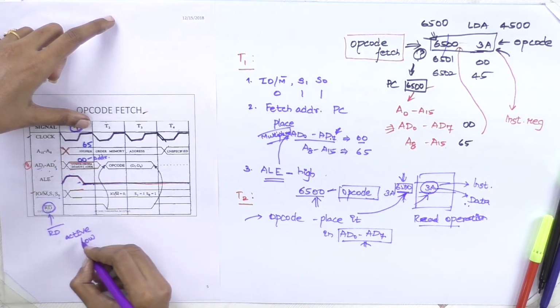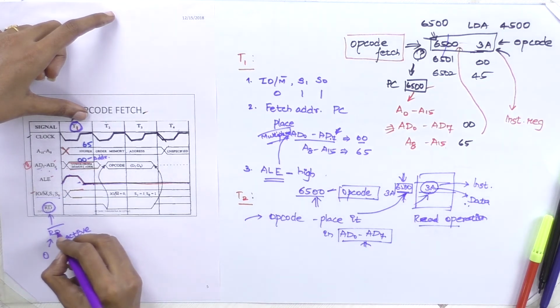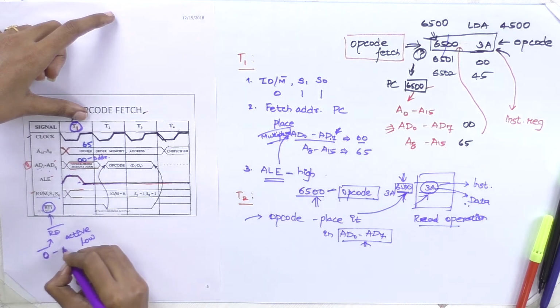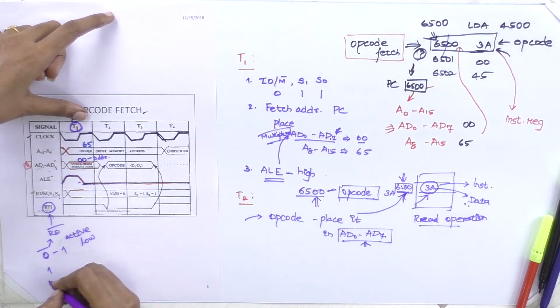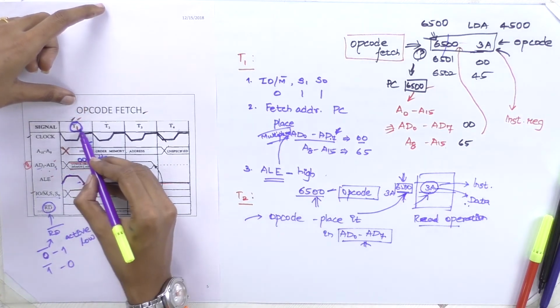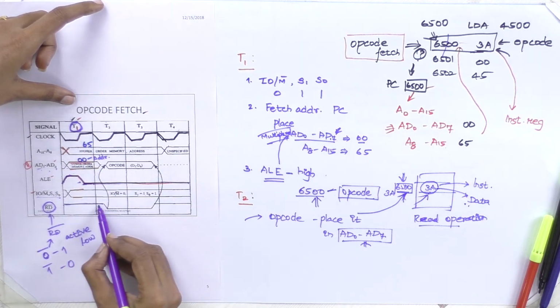low signal. Active low in the sense, if you give 0 only, this signal will be enabled. So why is it? With the bar, you are taking the complement of this 0, so it will become 1. If you are giving 1, the complement is 0, so this signal will not be enabled. So that's why at T state 1 this signal is high, which does not have any impact here.